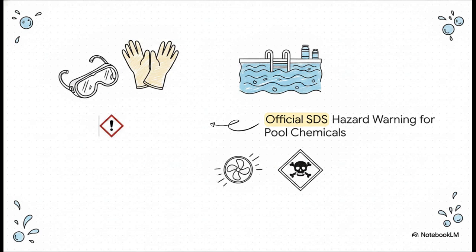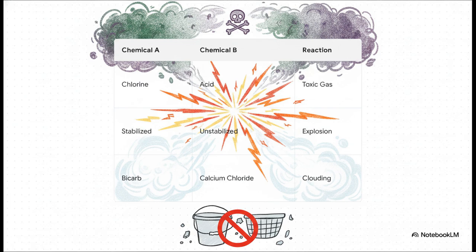You really must wear safety glasses, use gloves, and make sure you have proper ventilation. Mixing the wrong compounds paints a picture of true hazard. If you mix chlorine with muriatic or dry acid, you create a deadly toxic gas. Literally. If you mix stabilized chlorine with unstabilized chlorine, you risk a violent fire or explosion. And if you mix baking soda or soda ash directly with calcium chloride, you're going to trigger severe clouding and scaling. The takeaway here? Never, ever combine concentrated chemicals in a bucket and never combine them in your pool's skimmer.